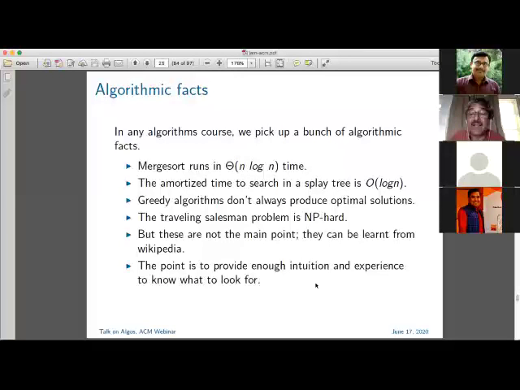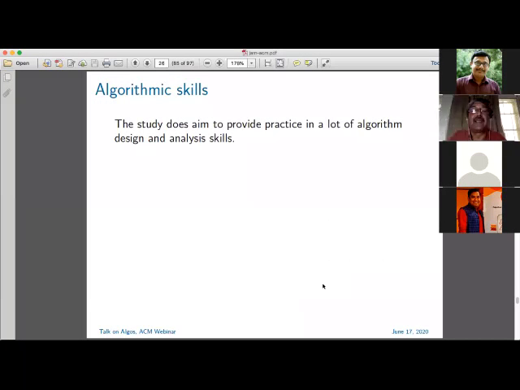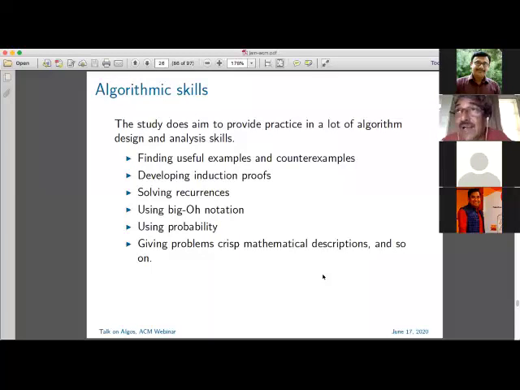The point is to provide enough intuition and experience to know what to look for. Is my algorithm log n time, or is it linear, or is it exponential, is it n squared? How do I develop intuition into all this? How do I find the worst case? And what is the kind of case analysis I should be doing? That is what I call intuition and experience of analysis. The study of algorithms certainly does aim to provide practice in a lot of algorithm design and analysis skills.